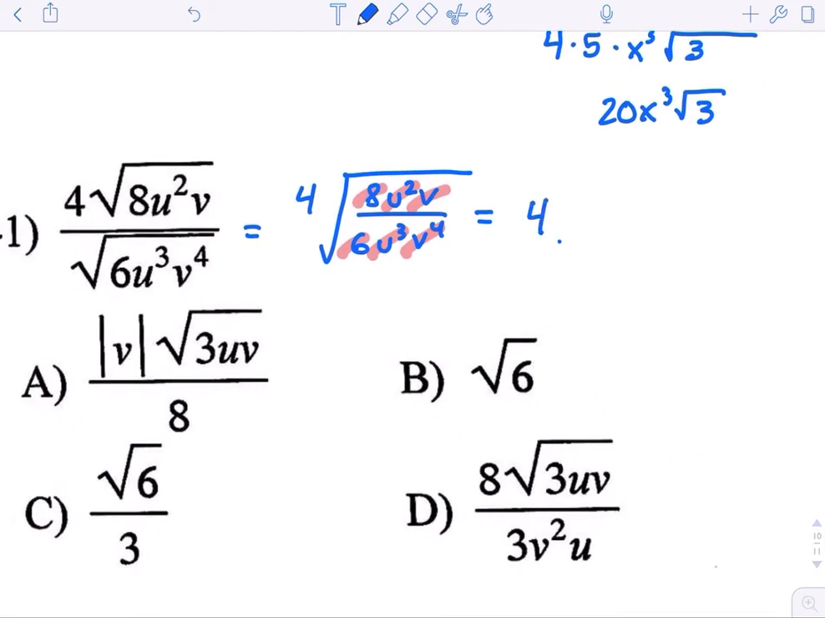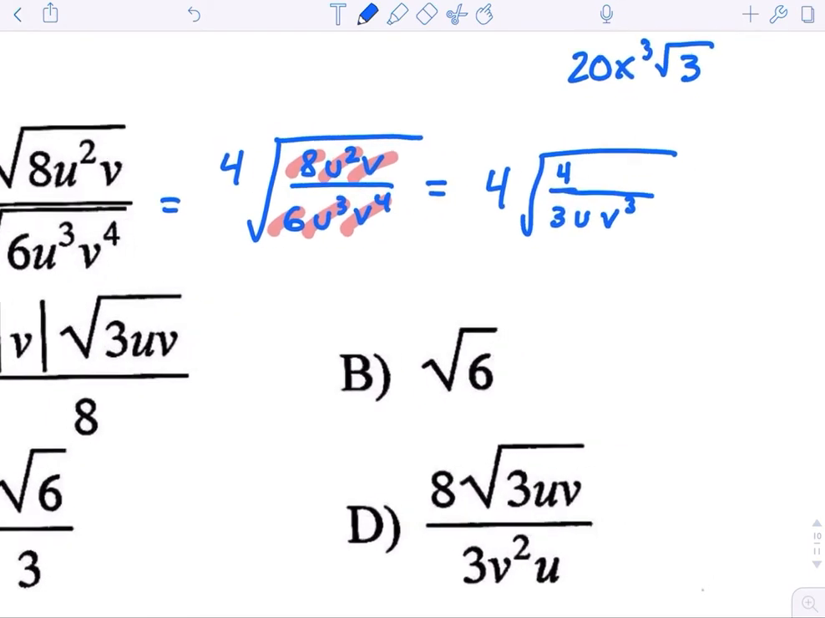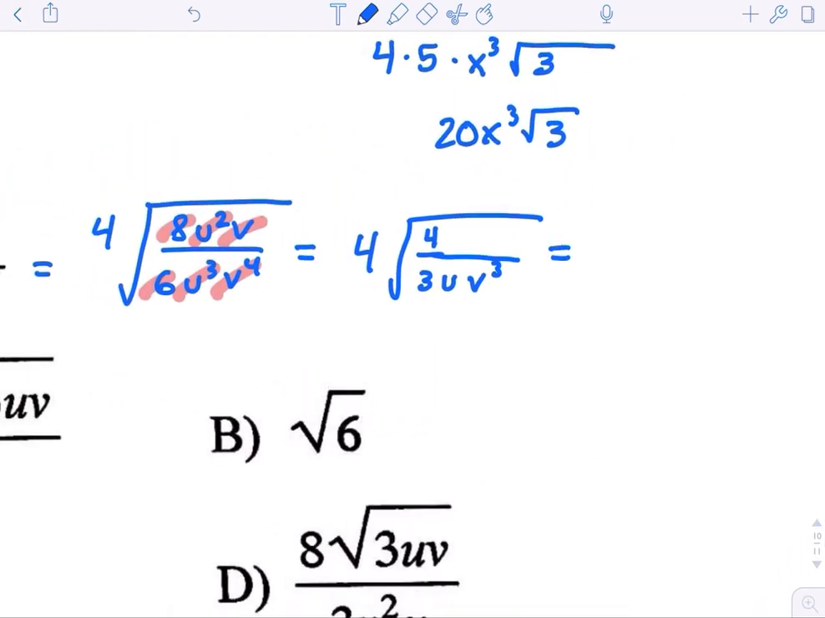get 4 square root of, so I'm looking at the numbers, right? 8 over 6, you could divide top and bottom by 2. So it'd be 8 divided by 2 is 4, 6 divided by 2 is 3. You could take out 2 u's from top and bottom, so we'd only get 1 u on the bottom, and you could take 1 v out from top and bottom, so then you just have v to the third. So I would break it up again. So 4 square root of 4 on top over square root of 3uv to the third.